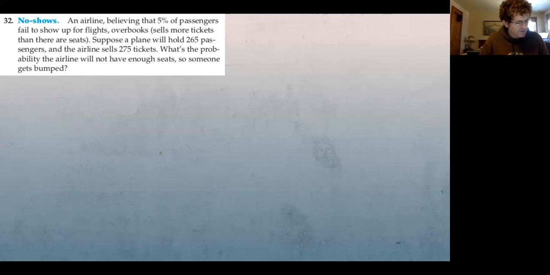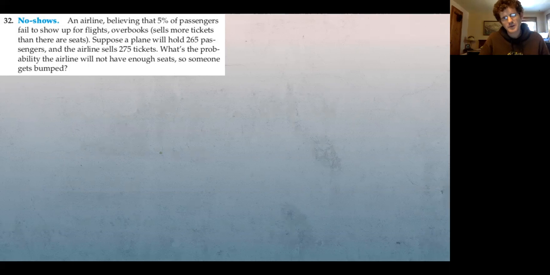So the first question is, does this meet the 10% condition? Do these 275 passengers, does this represent less than 10% of our possible passengers? Yes. And the idea, just because this might seem a little weird, like why are we checking 10% on this?